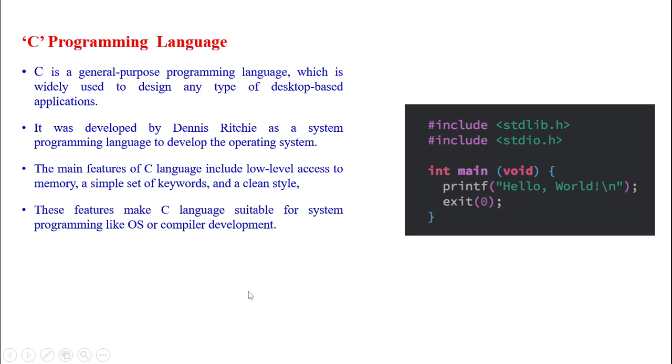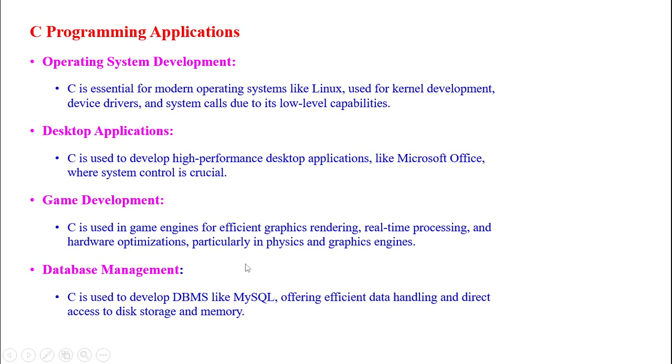And what are the applications of regular C programming? Regular C programming is used in operating system development, desktop applications, gaming development, database management. These are all major applications. There are a number of applications you can find, but these are the major ones.